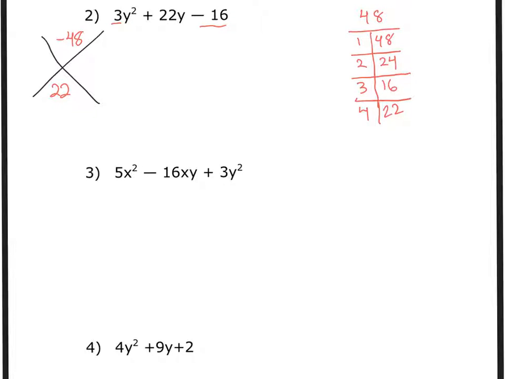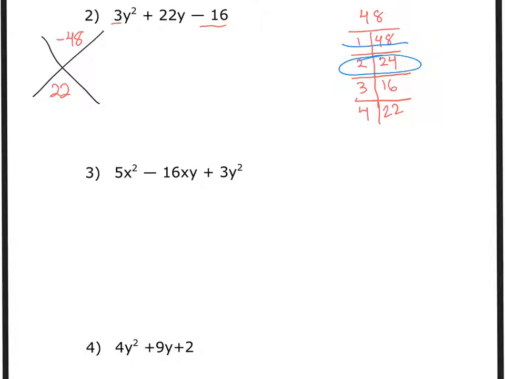And we'll worry about the signs later, okay? So for example, 1 and 48, any possibility that could give you a positive 22 by throwing some signs in there? Absolutely not. So we cross that one out. That one can't work. 2 and 24. So this 2 and 24.